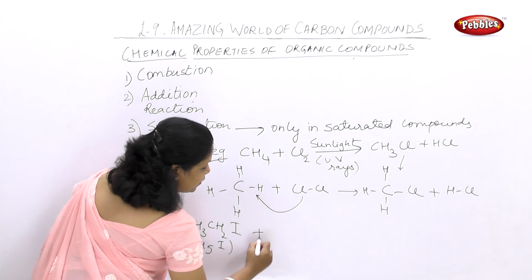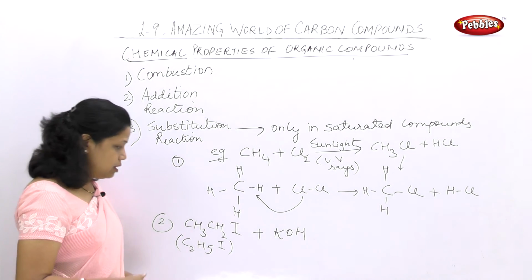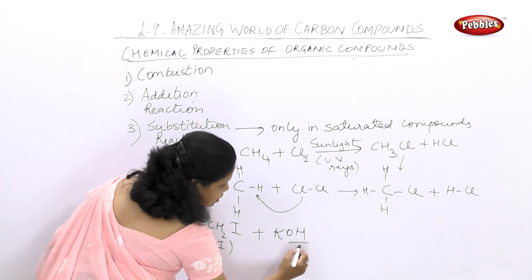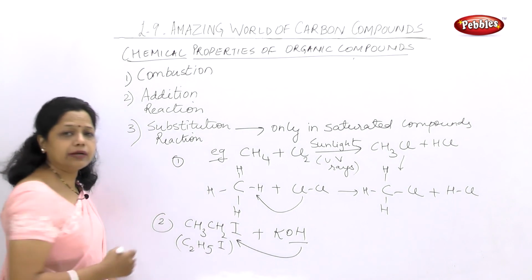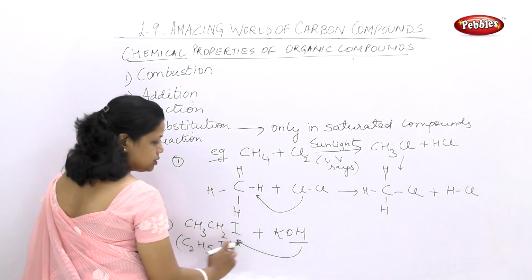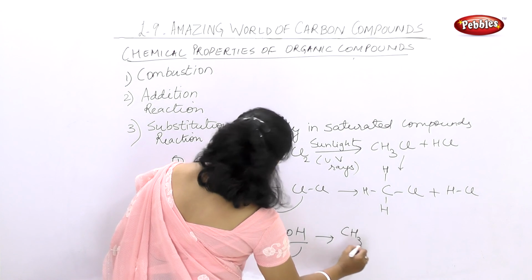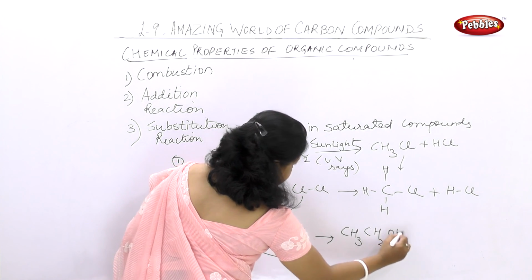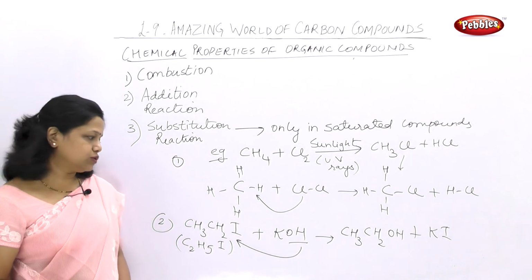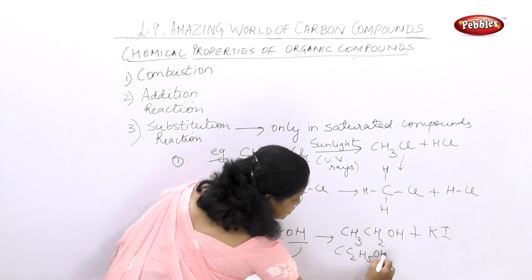If I react it with a base, say KOH, potassium hydroxide, now what will replace what? Can you make out? This OH ion will replace iodine. That means the OH group is going to replace iodine. Substitution of iodine by KOH. So let's write CH3CH2OH plus KI. So this is another type of substitution reaction. This can be written as C2H5OH.